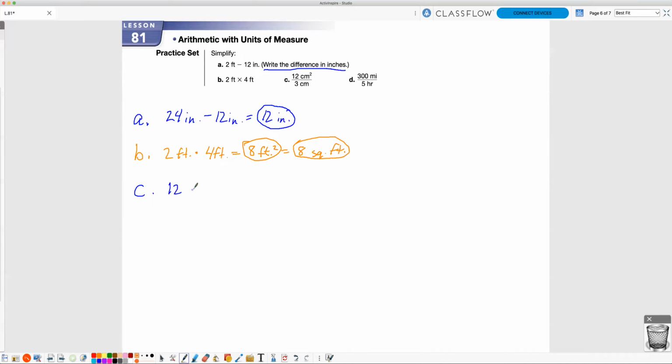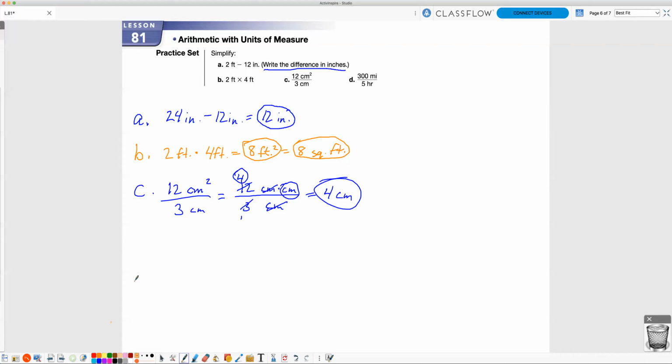All right, letter C, 12 centimeters squared, or 12 square centimeters divided by 3 centimeters. So I'm just going to start by rewriting this problem. And I'm going to rewrite it like this. I'm going to put 12 centimeters times centimeters in the numerator, and then 3 centimeters here. So now I know that 12 divided by 3 would be 4 over 1, and this centimeter cancels out that centimeter, so all I'm left with is that and this, which equals 4 centimeters. That'd be my final answer there.